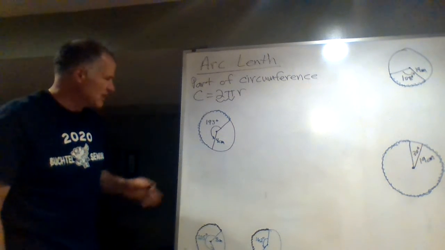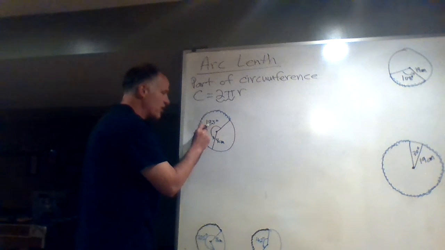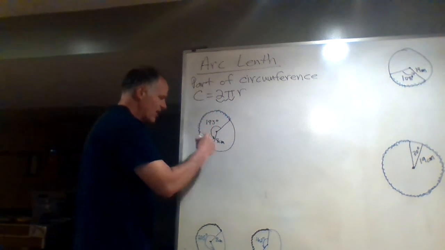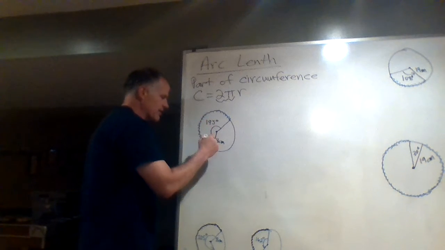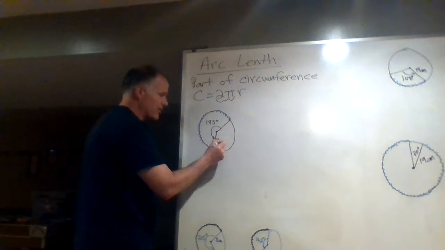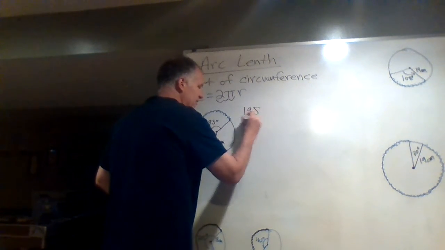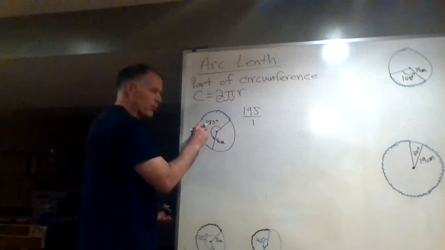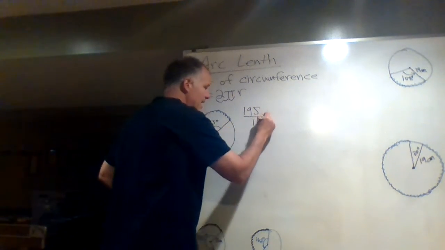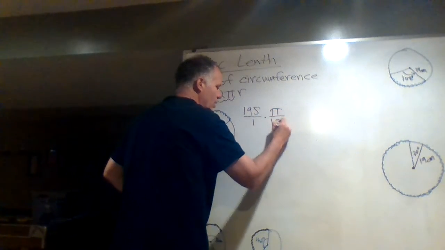Now, hopefully you can see, I know this is kind of small numbers, that's 195 degrees. I'm going around this outside part of the circle, this arc, and my radius is 4 centimeters. So remember what we're doing. We're going to take 195 over 1, whatever the angle is, times pi over 180.